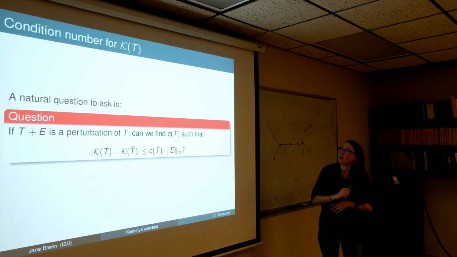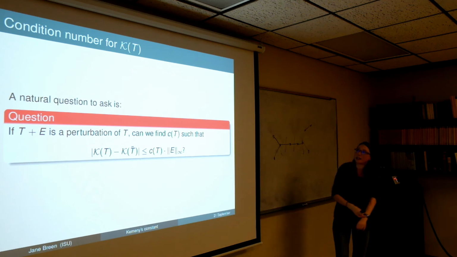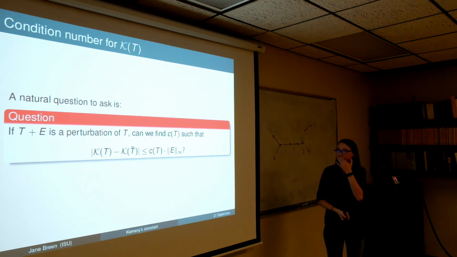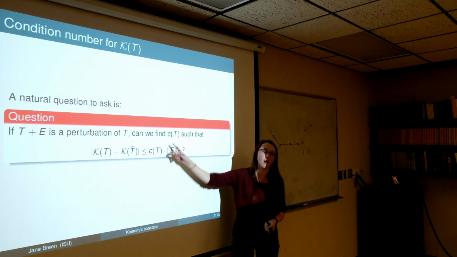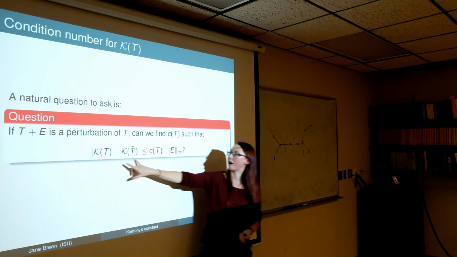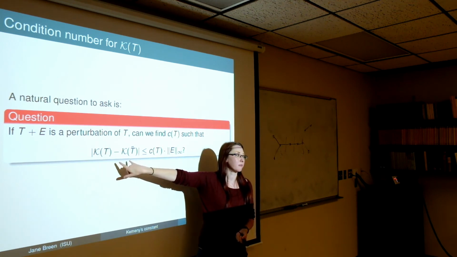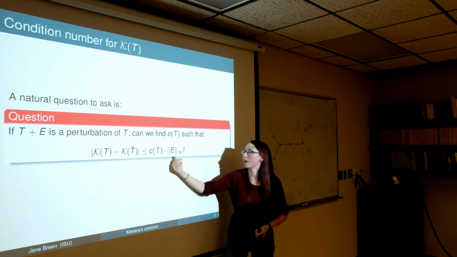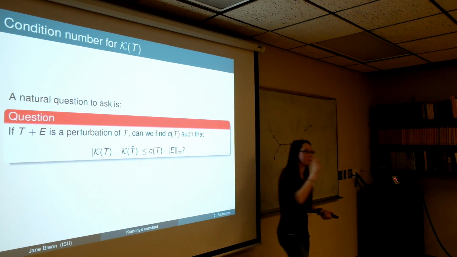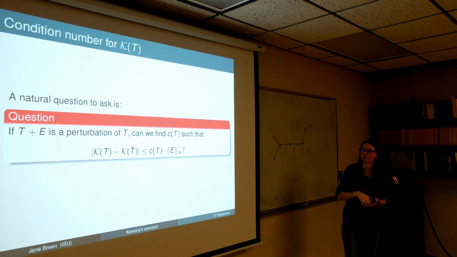Okay, but the natural question to ask is, if I perturb my matrix T to get T plus E, can I find some function of my matrix that will bound the error in my Kemeny's constant relative to the size of my error matrix E?